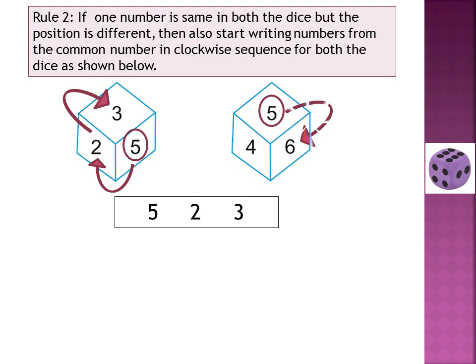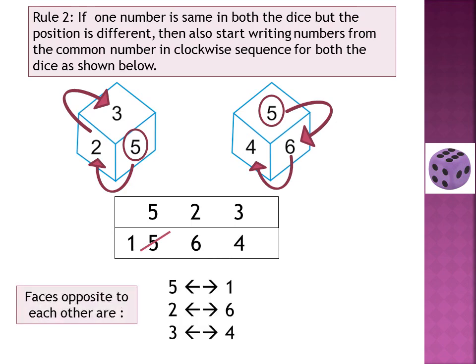And in the second dice 5, 6 and 4. So let us write 5, 6 and 4 in a sequence. 5 is the common, so cut the 5 and write the missing digit 1. Hence, faces opposite to each other are 5 opposite to 1, 2 opposite to 6 and 3 opposite to 4.